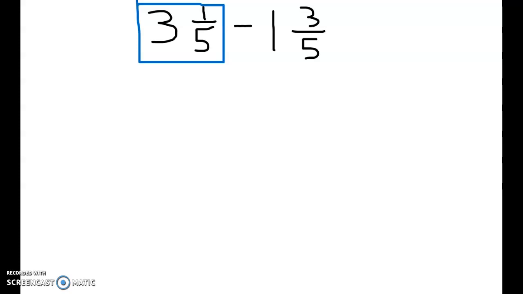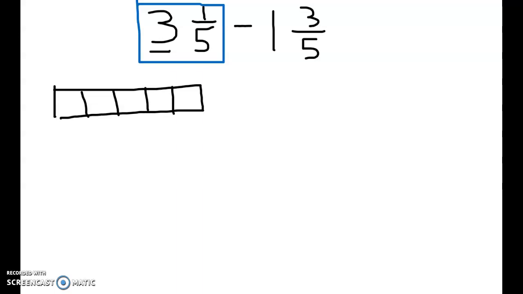So I'm going to start by drawing my 3 wholes. Remember, when you have a big number like that in your mixed number, that means it's a whole, and that means that the whole entire thing is shaded in. Your denominator, your 3 and 1/5, tells you that in that whole, you have 5 equal pieces. So here's 1 whole of fifths, so I have 5/5 shaded in.